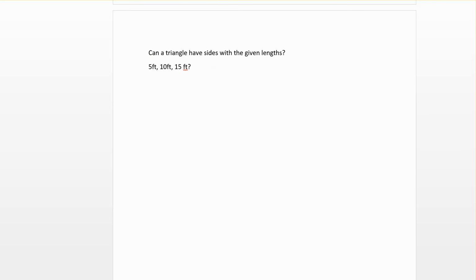If we try it again, can a triangle have sides with the given lengths? We're going to have to add two sides together, and they have to be greater than the third side. Now this one's kind of a tricky problem, which is why I worked this as an example. Because the first two lengths are 5 and 10. So is 5 plus 10 greater than 15 is the question.